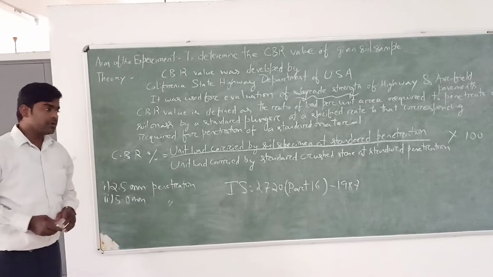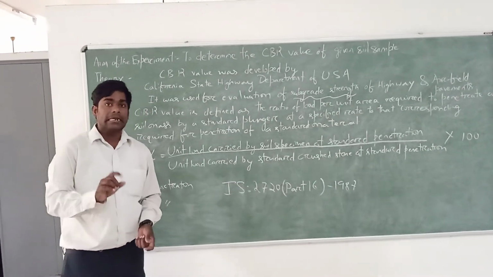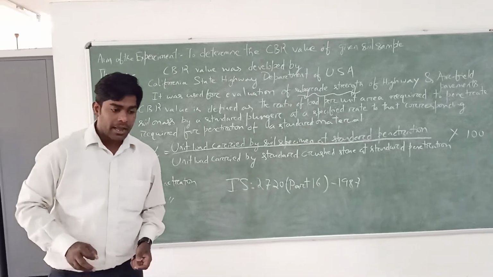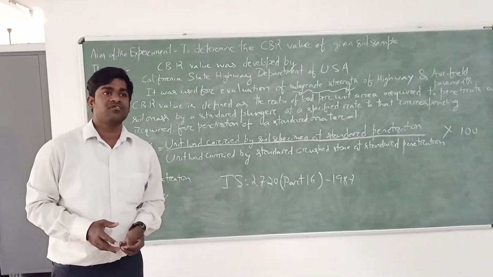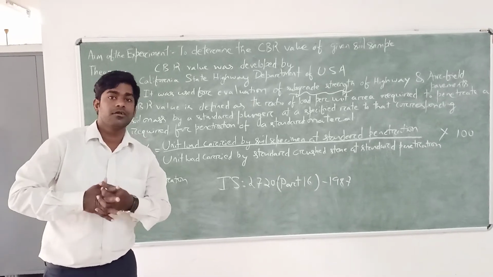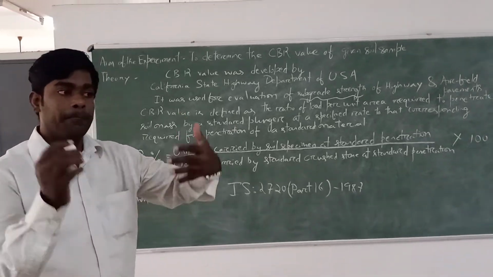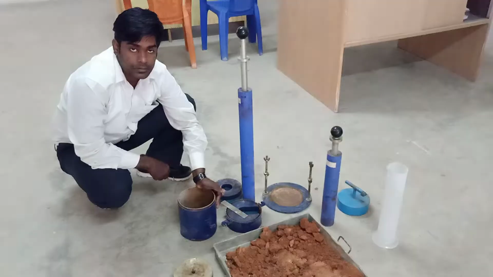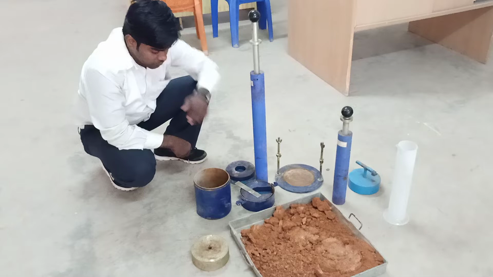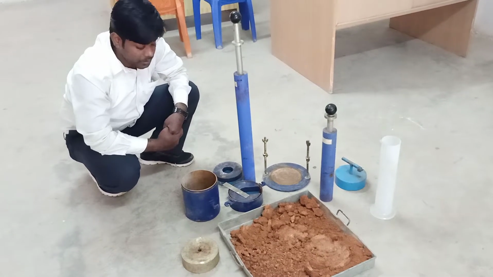This test we are going to perform as per IS code 2720 part 16, 1987, and the results of this test are going to determine the thickness of the subgrade to be used in the design of pavements. Now let us know the apparatus required to perform this experiment.